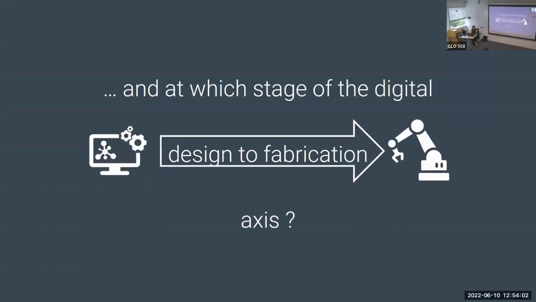And also at which stage of the digital design to fabrication axis. The design end of this axis is related to the virtual aspects, including topics of decision-making, information representation and exchange, communication, and more, while the fabrication side of this axis concerns physical processes, including but not limited to material processing, localization, navigation, tolerances, robotic kinematics, and human-robot physical interactions.